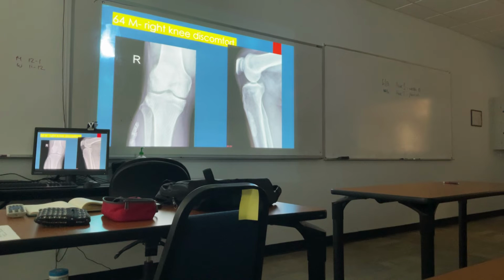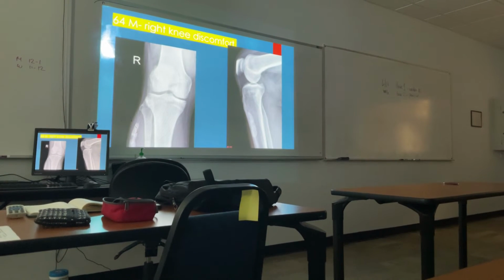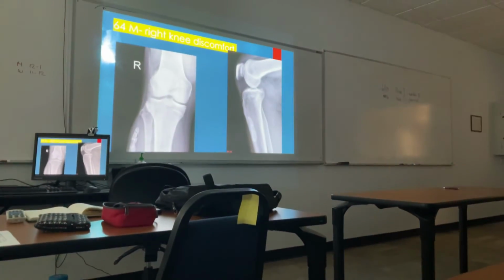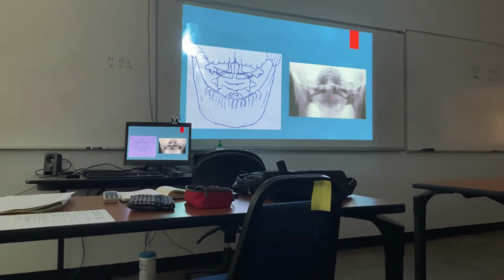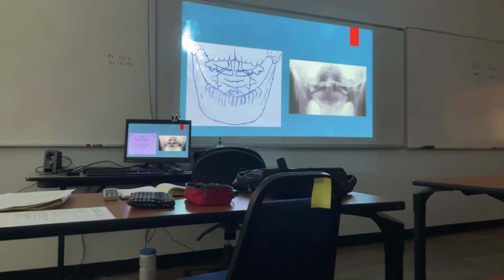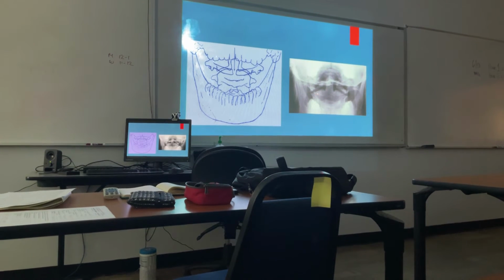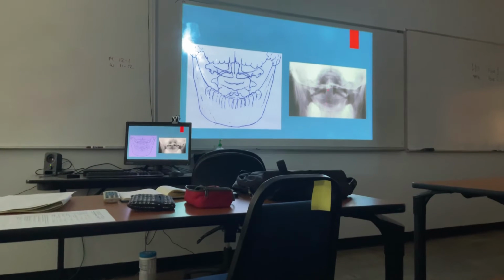How old? 64. 64. What else did I write? Discomfort. That's it. I can't see from that angle. Okay. AP open mouth. What's the normal variant here? It's spina bifida occulta. Okay, tough to see.